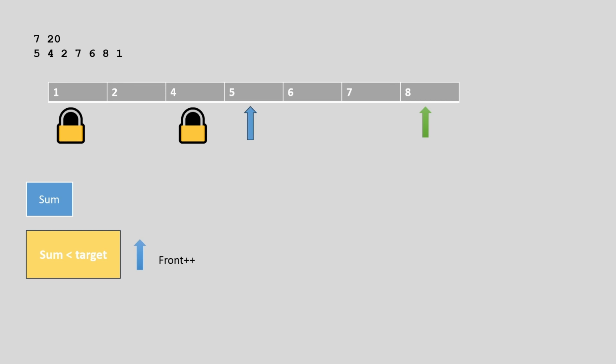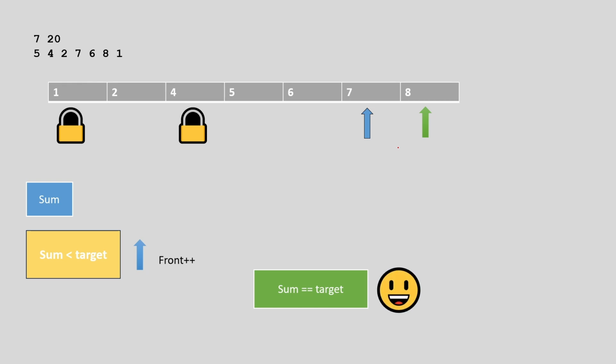Again front will be pointing here, so 1 plus 4 plus 5 plus 8, that would come to 18. Again less, so 1 plus 4 plus 6 plus 8 will result in 19. Again less, so we will increase. So 1 plus 4 plus 7 plus 8, that is 20, right? So the sum is equal to the target. That means we have found one solution. So we will display it.